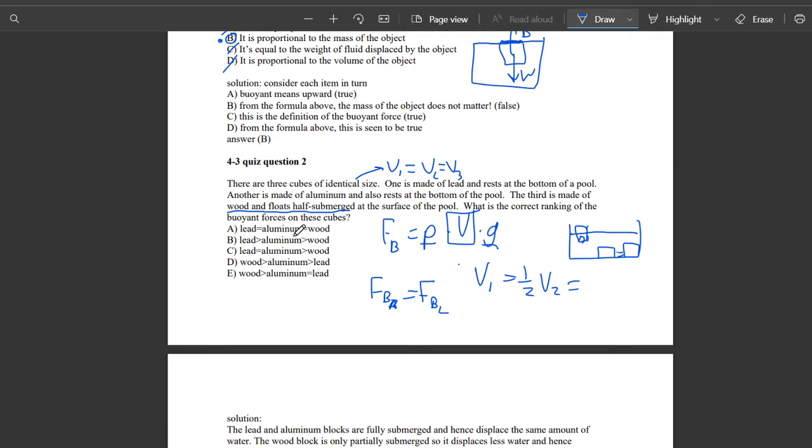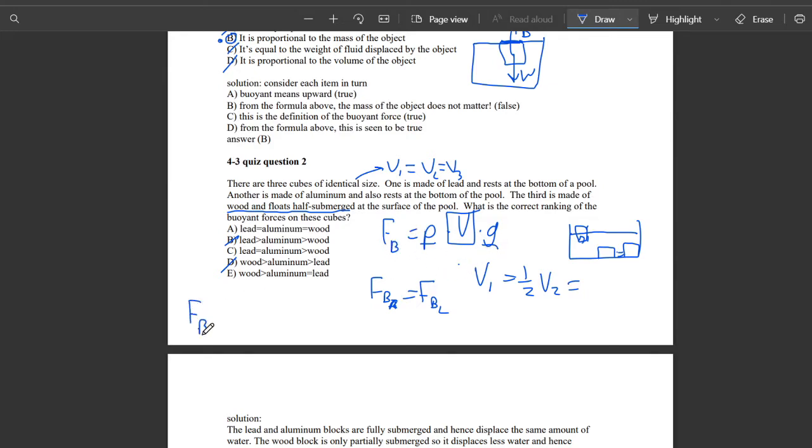So then we can already start and see which of these options says the buoyant force of aluminum is equal to the buoyant force of the lead. And we see that B is false. We see that D is false. But A, C, and E are all still in the picture. Now, we had also said that the only factor of the buoyant force changing is the volume submerged. And since the volume of the wood box submerged is 1/2 that of the volume of the lead and aluminum boxes, that must mean that the buoyant force acting on the wood box is less.